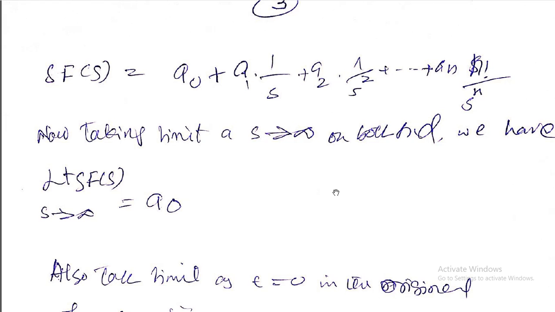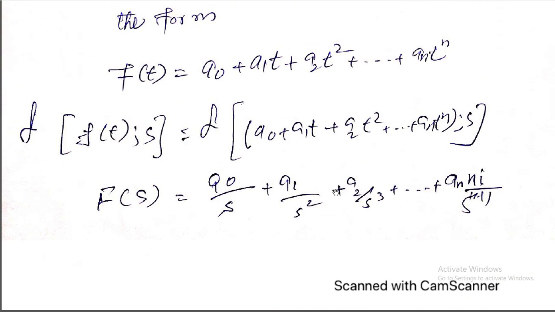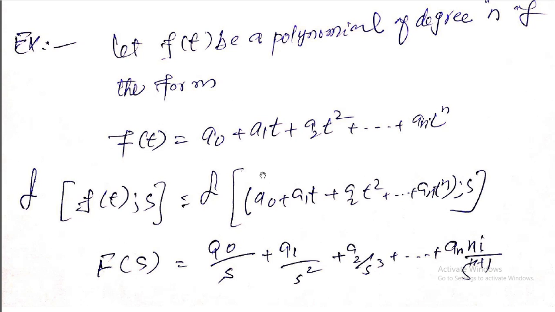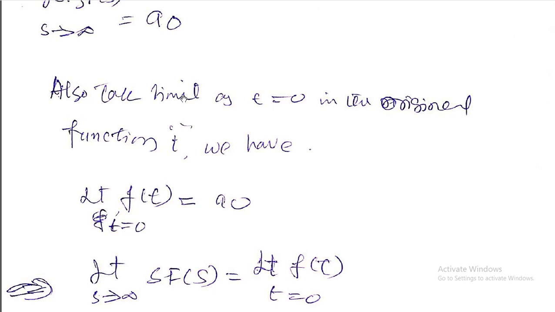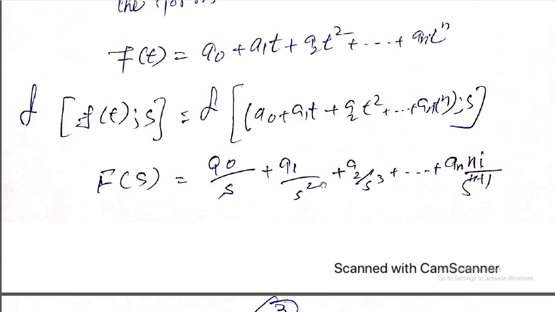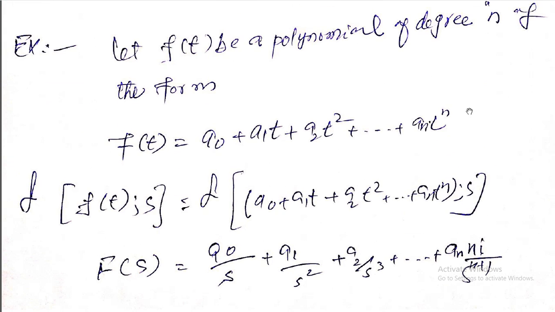Now in the t plane, before changing this to Laplace in the t plane, when we put t equal to 0, what will be the response? Taking the limit as t tends to 0 in the original function f(t), we have the limit of f(t) at t equal to 0, which is a₀. So it's quite clear from this that when t is equal to 0, the limit of f(t) as t tends to 0 is a₀.